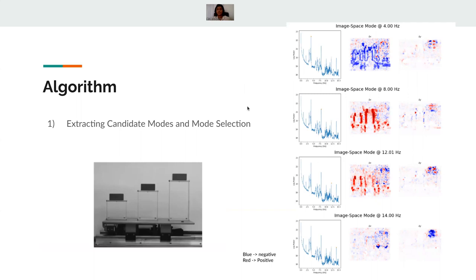So first here we see the candidate modes we extract. The modes over here correspond to the first tower, which we can see somewhere over here. And this is the frequency peak that it corresponds with. The second corresponds to this tower, and the third corresponds to this tower, which also correspond to the other peaks.